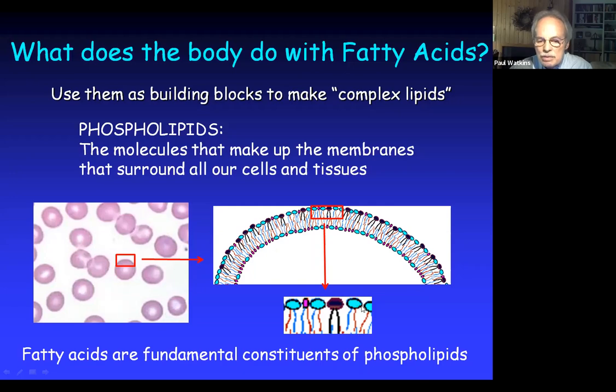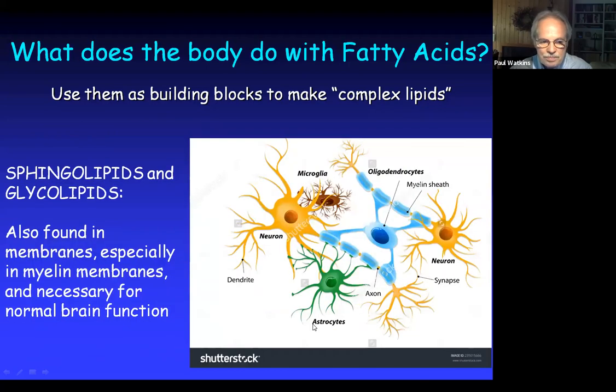So each molecule of a phospholipid has what we call a head group. And as the name phospho suggests, there's some phosphorus in there. But the important thing in this context is that for every phospholipid molecule, there are two fatty acid molecules that are components of that phospholipid. So as you can imagine, to make the membrane surrounding only one cell would require tens of thousands of phospholipid molecules, tens of thousands of fatty acid molecules that make up the phospholipid. So very important structural components.